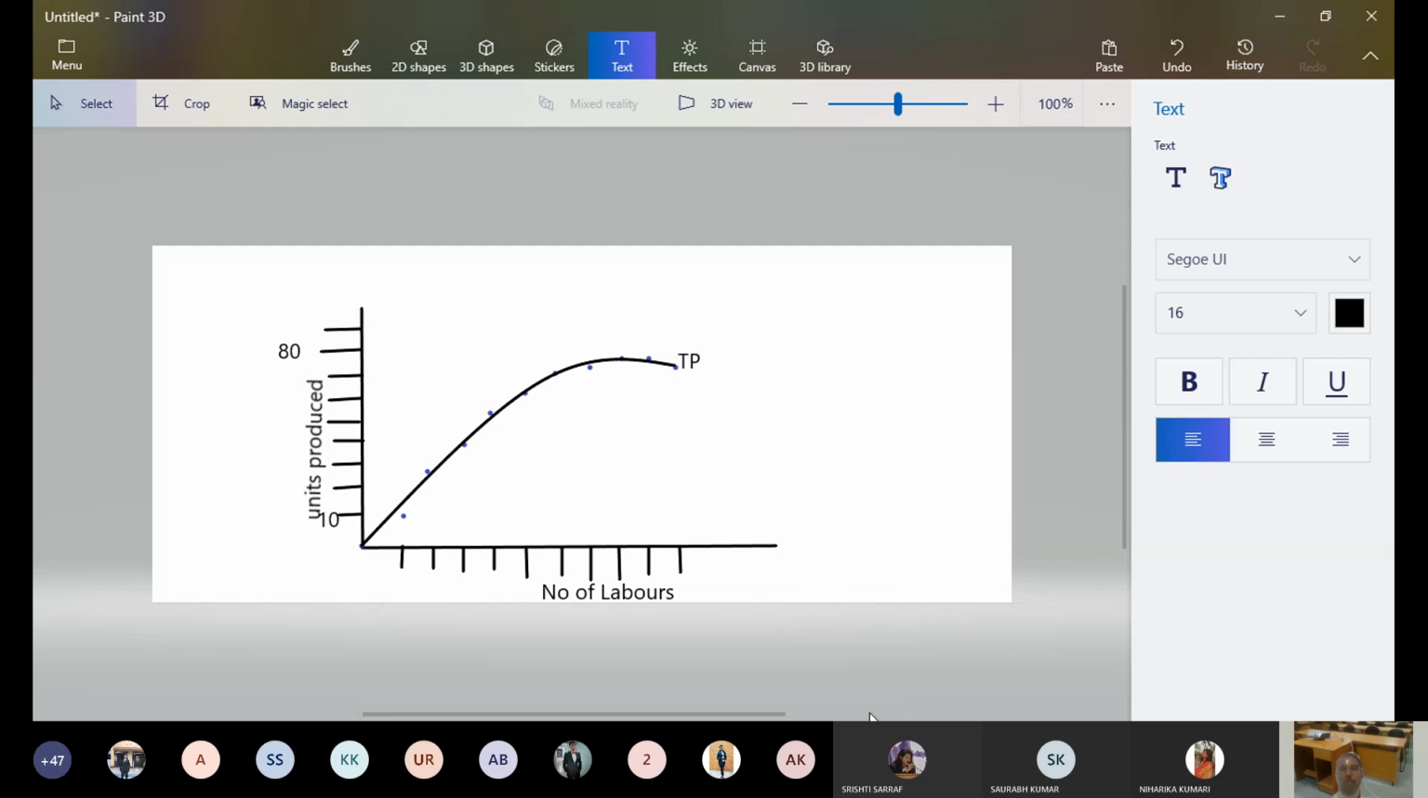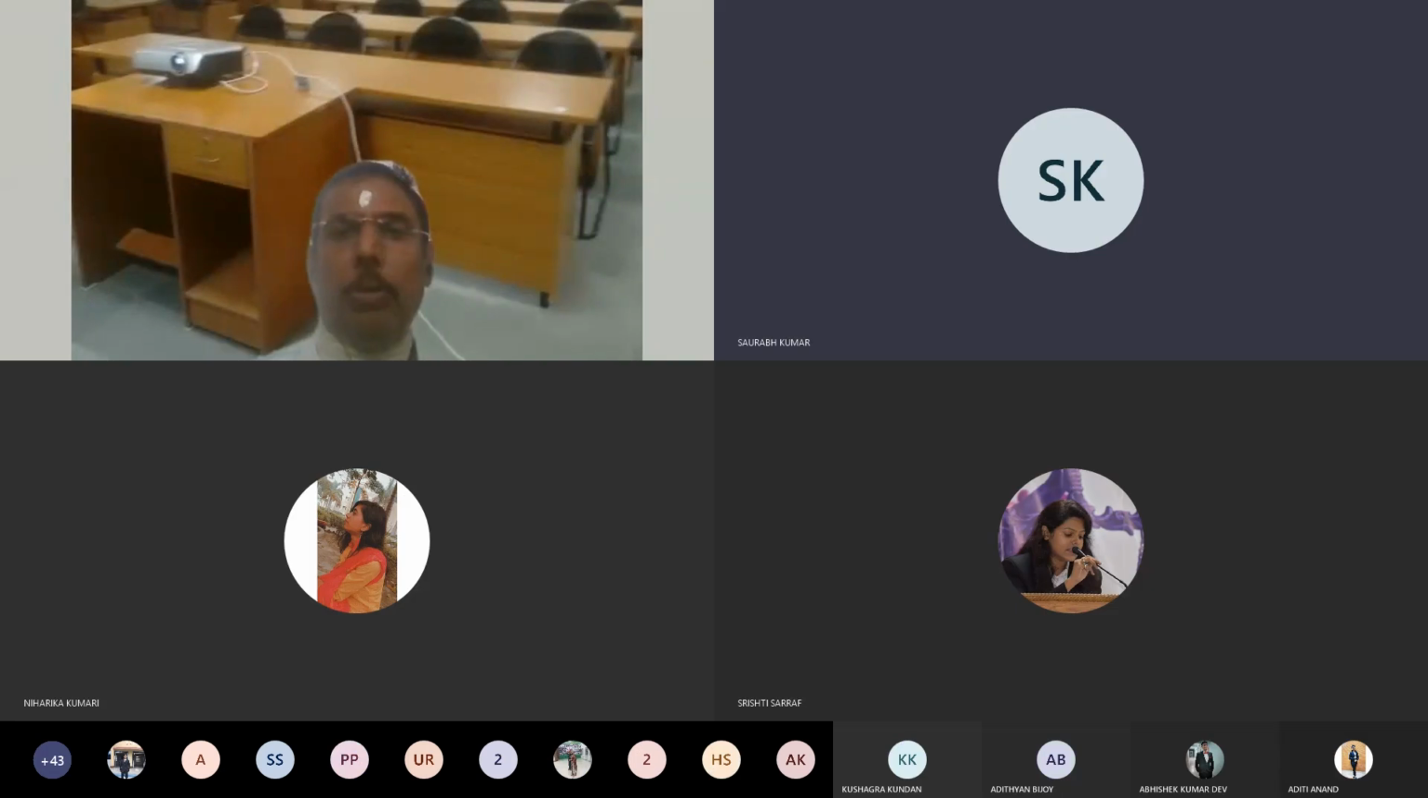Similarly, you have to make two other graphs. One for average production and the other for marginal production. Most of you have made it correct. We will now show you how these three graphs appear. Any doubts? Anybody who is still unable to make a graph, please let me know. Otherwise, we'll move on.